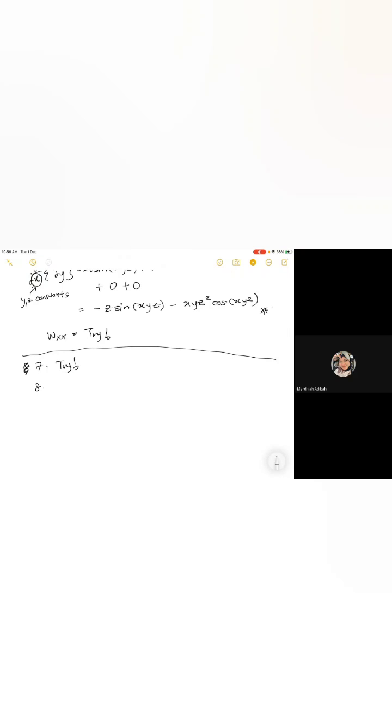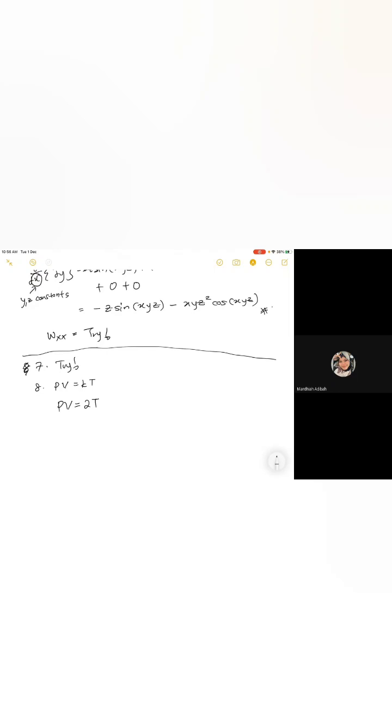The volume V of a certain gas is related to its temperature T and its pressure P by the gas law PV equals KT. K is the constant of proportionality. Suppose that V is measured in cubic inches, P in pounds per square inch and T in degrees Kelvin, and that for a certain gas the constant of proportionality is K equals 2. It has already been given, so we substitute K equals 2 directly, so 2T.